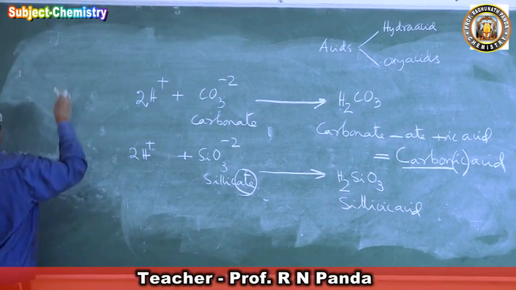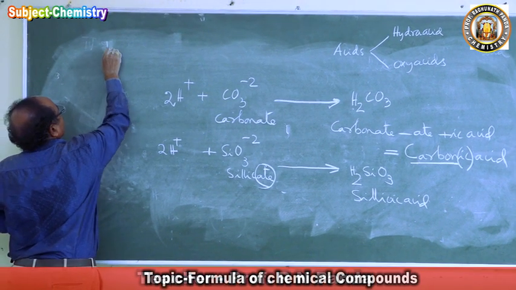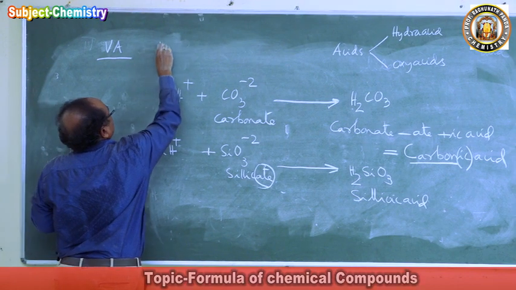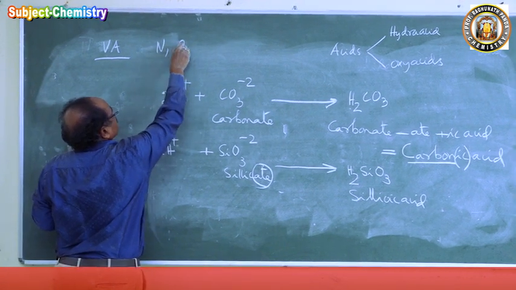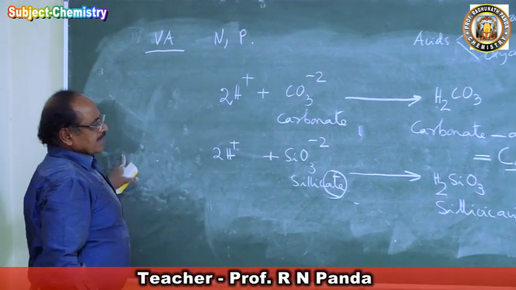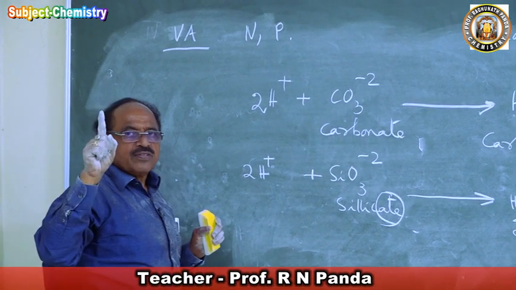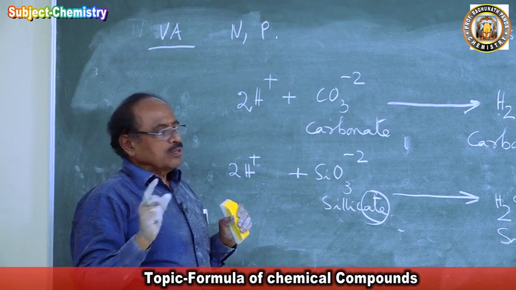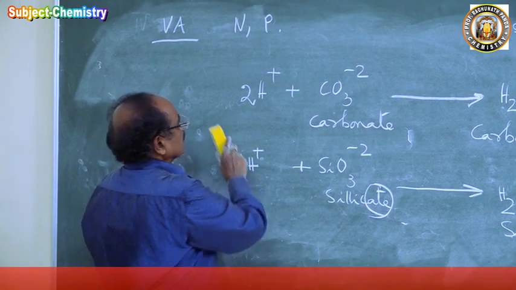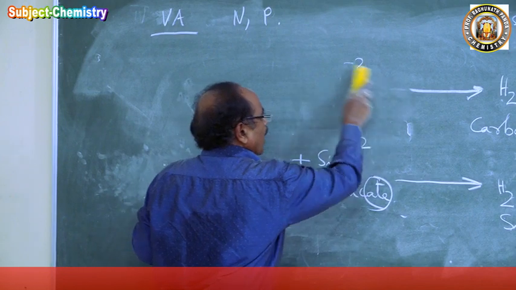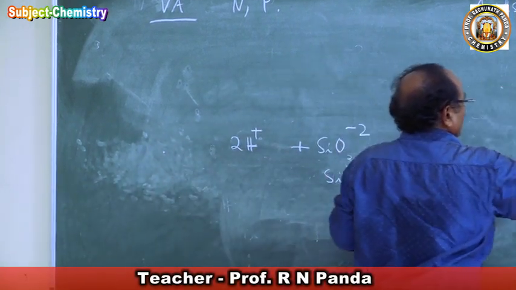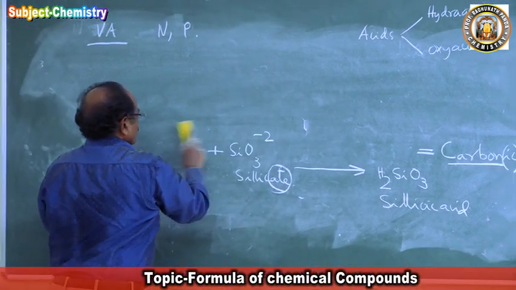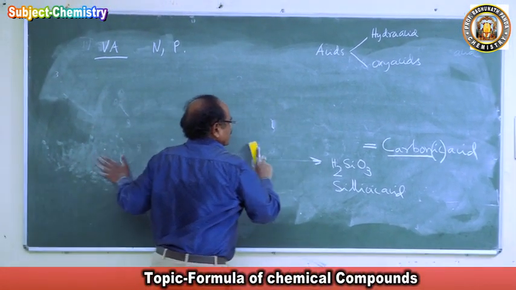Now we will come to group 5. I am coming to group 5A. In group 5A, we will take nitrogen and phosphorus, because I am teaching you keeping in view your syllabus for plus 2 and entrance exams. So keeping that in mind, I am going through this. I am teaching you how to write the formula of acids, how to understand the formula of the acids. So let's go to nitrate.